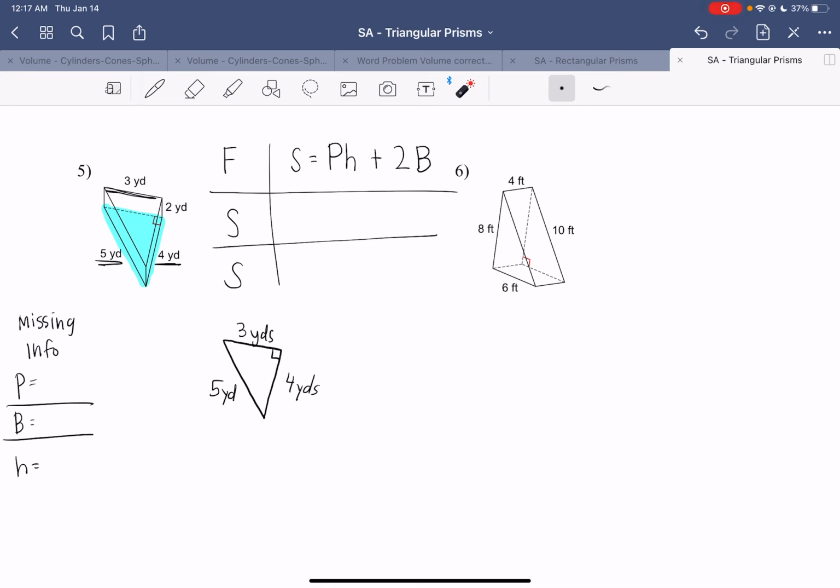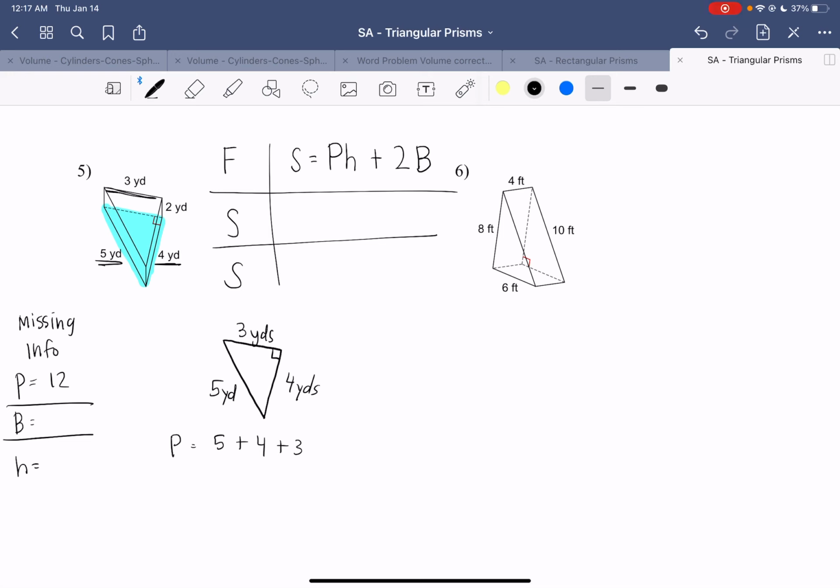So to find the perimeter, we take our sides and we add them up. So we're going to go 5 plus 4 plus 3. So 5 plus 4 is 9, plus 3 is 12. Okay. And now we have to find the area of the base.